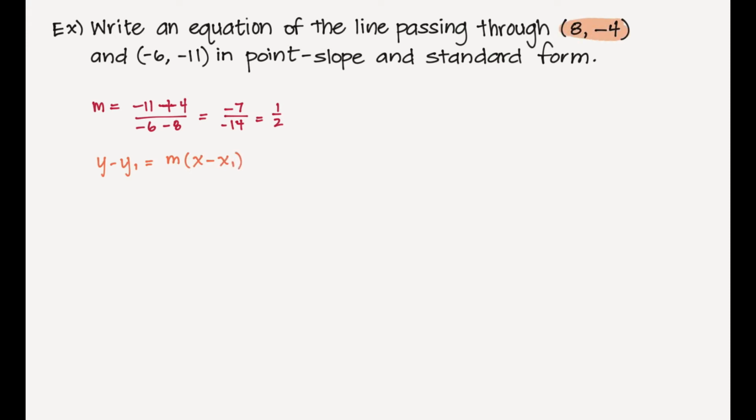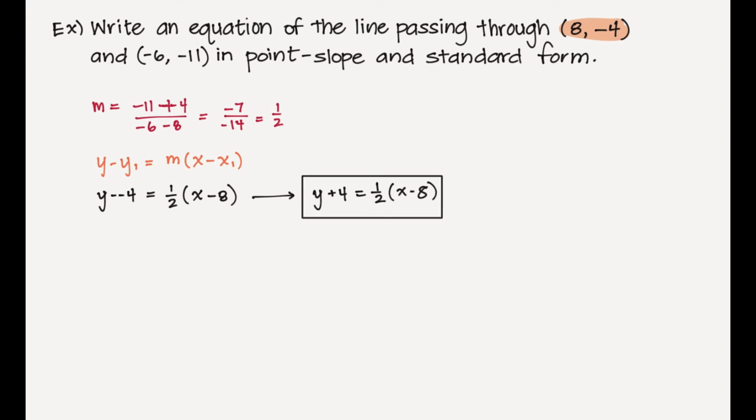So again, I'm going to plug that into my formula, and I can pick either point, so how about I pick the first point this time? So y minus negative 4 is equal to 1/2 times x minus 8. When I clean it up, I have y plus 4 equals 1/2 times x minus 8, and that is my formula in point slope form.